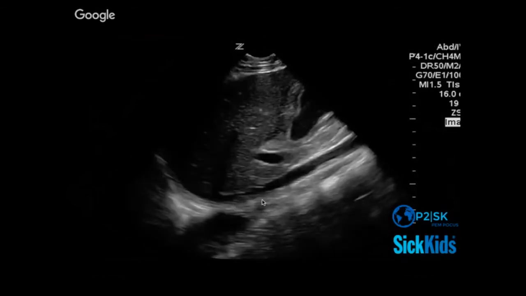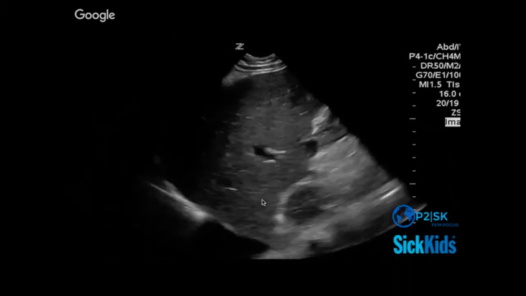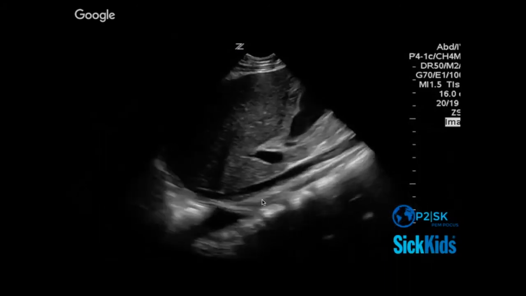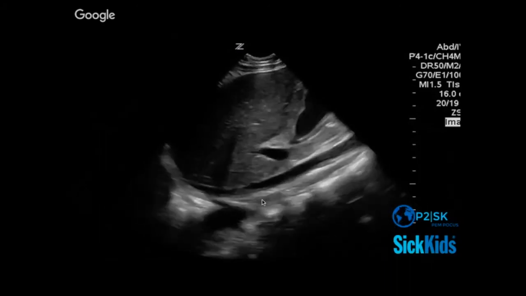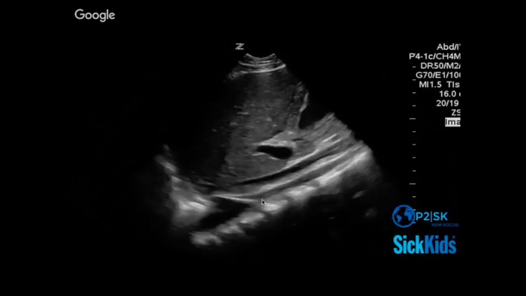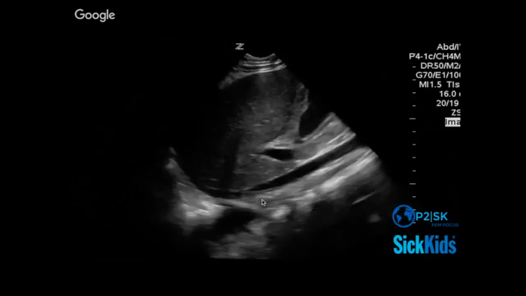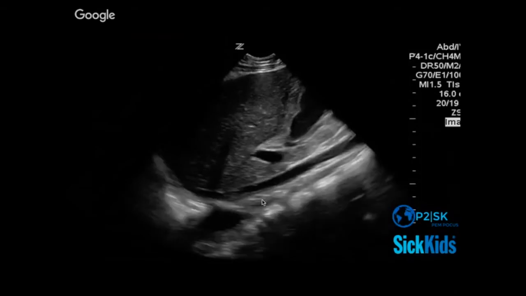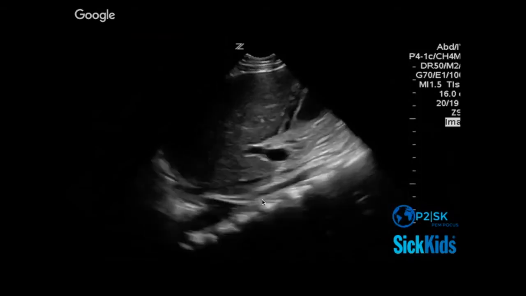All right, and then here's our IVC view. This is a patient who's gotten 3 boluses over the course of their stay, and their hypotension is not resolved, and this is their IVC view. So tell me the different things you see.